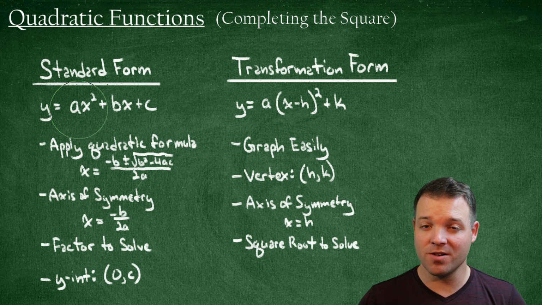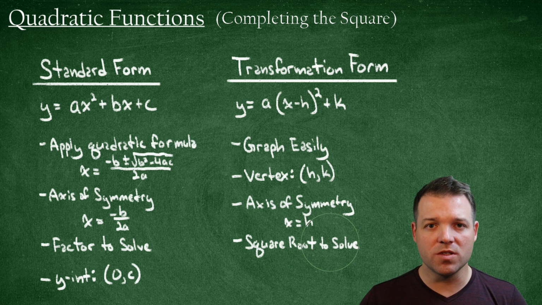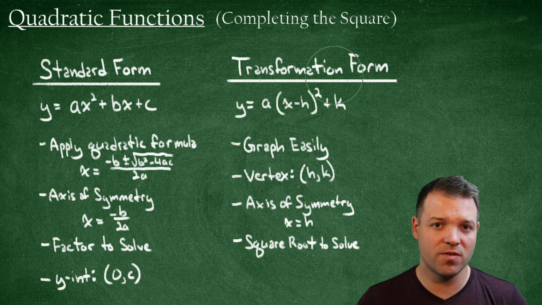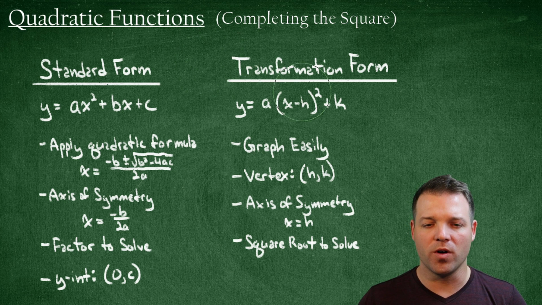If the a is negative here, it's pointing down as well. If it's positive, it's pointing up as well. So you really have that for both. You can also find the axis of symmetry very easily in transformation form. Since h is the amount that we're shifting horizontally, it's simply the line x is equal to h. And then we can also apply the square root method to solve any quadratic that is in transformation form. It's also worth noting that transformation form is also called vertex form. So if you hear vertex form, it is transformation form for a quadratic.